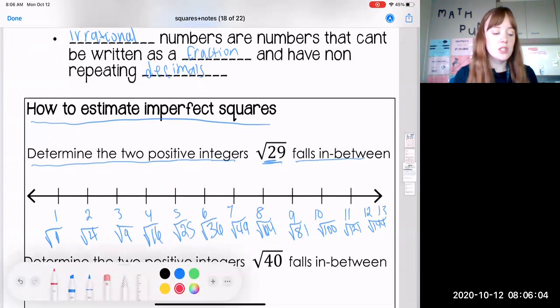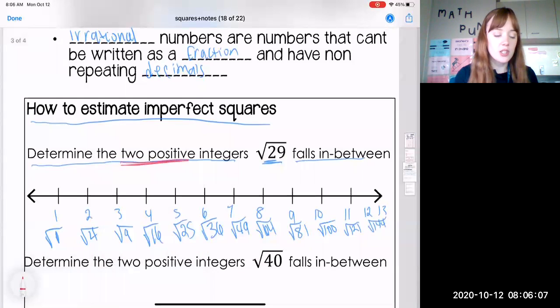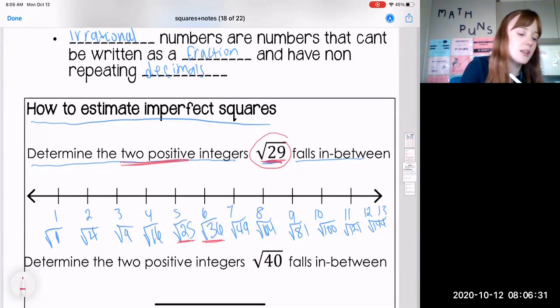So if we're determining the two positive integers the square root of 29 falls in between, all we have to do is look at our number line, and we see that the square root of 29 falls somewhere in between the square root of 25 and the square root of 36. So the actual positive integers it falls between, square root of 25 is 5, the square root of 36 is 6. So it falls in between 5 and 6.